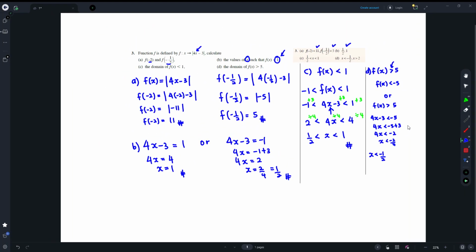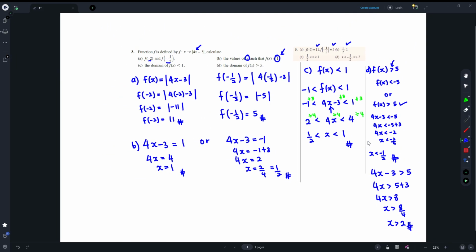The other answer comes from f(x), 4x minus 3 is more than 5. Therefore, 4x is more than 5 plus 3, which is 8. So 4x is more than 8. So x is more than 8 divided by 4. Therefore, x is more than 2. So that should be the second answer. First answer, x is less than negative 1 over 2. Second answer, x is more than 2. And that should be the solution for this entire question.